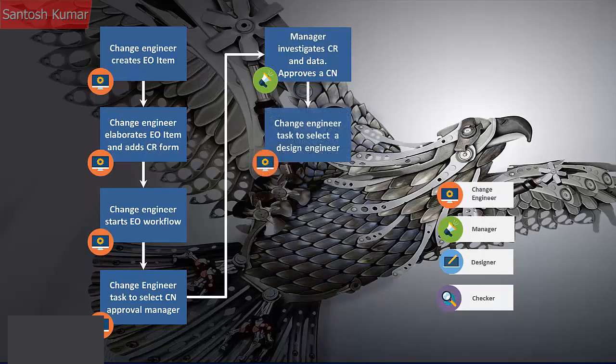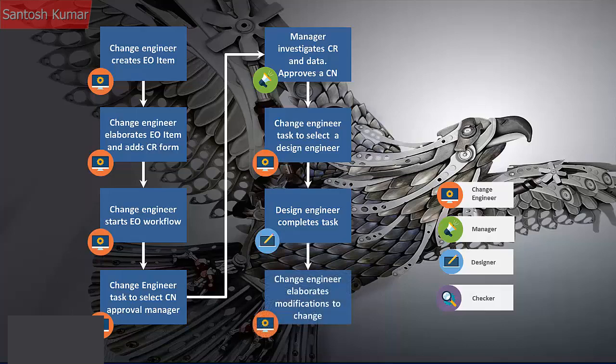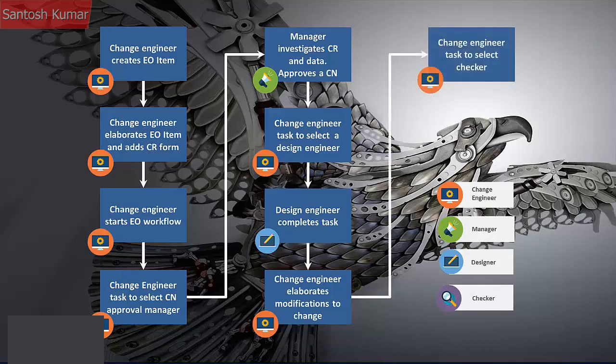The task goes back to the change engineer to select a designer to do the CAD work. The designer modifies the CAD files and saves them as new revisions. The change engineer updates the engineering order with the new information. Next, he selects the person who will check the work. The checker verifies the work is correct and to standards and approves. The system then completes the engineering order and gives it the required release status.